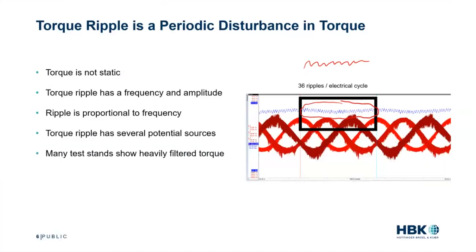Ripple is proportional to frequency. So we're going to have a certain number of ripples per rotation, and as we speed up, that frequency is going to increase. Torque ripple has a couple of sources. We'll briefly go through those in a minute. Many test stands heavily filter them, or have mechanical reasons that they get mechanically filtered, or the acquisition's not right. So today we're going to go through how we can rig up those test stands so that we can really see and understand this torque ripple.